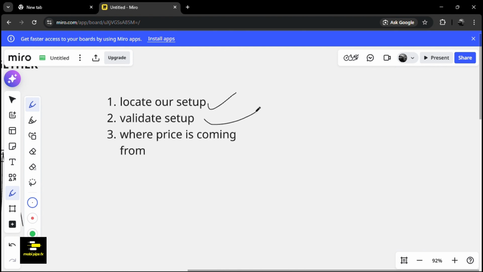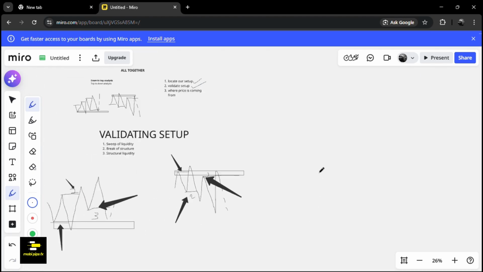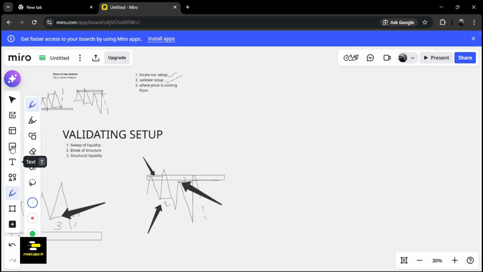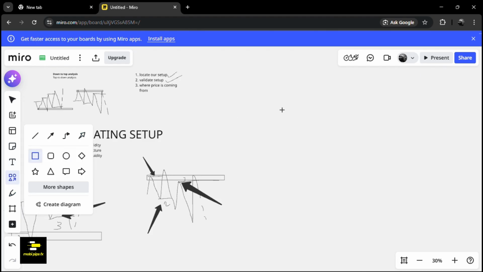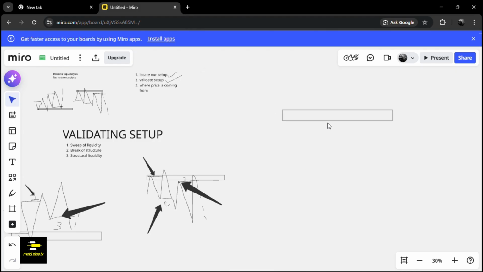Now, where is price coming from? This is an important part because when we started, everything we said was to let you know that price moves between two zones: the supply zone and the demand zone. I hope you are following. The supply zone and the demand zone, we are expecting price to be moving like this.